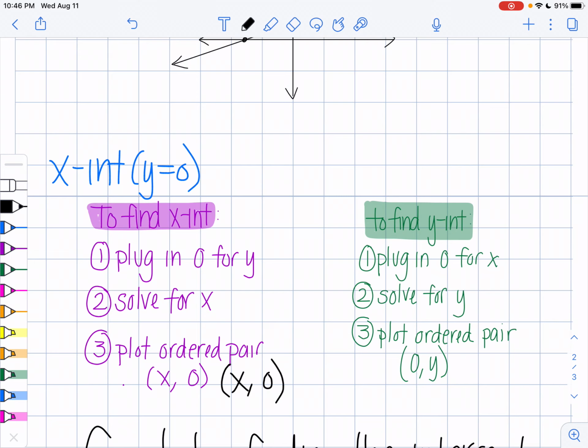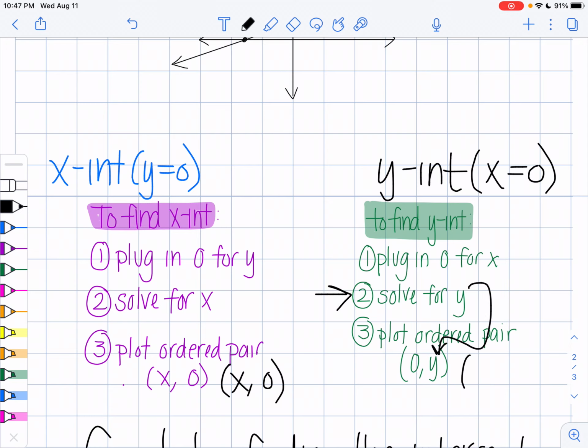Then I'm going to find my y-intercept. When I find my y-intercept, you want to plug in 0 for x, and I always write it this way. When I find my y-intercept, that means x equals 0. I plug that in, then I solve my equation for y. Whatever I get in this part here, I'm going to use that and plug into my ordered pair here. So I have 0, comma, whatever I got in part 2. So we're going to do an example so you can kind of see how this works.